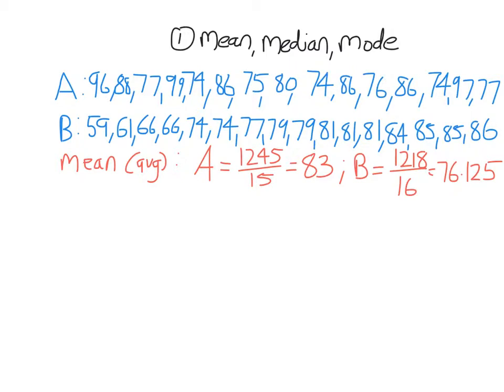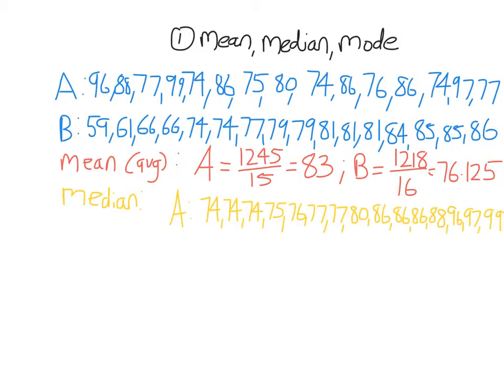Now we'll take a look at the median of both classes. To find the median of a set of scores, those scores need to first be put in order. Firstly, we're going to take all the scores from Class A and put them in order. I've put all of the scores of Class A in order from smallest to largest. The median is the middle score. Now, in Class A, there are an odd number of scores, which means the median will be one of the observations, one of the scores.